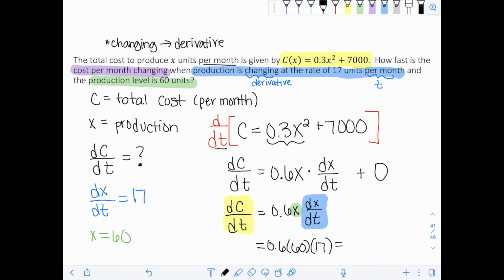When you plug that into the calculator, you should get 612. So if we think about the units for this one, this would be 612 total cost, we can just assume that's going to be dollars. $612 per month.